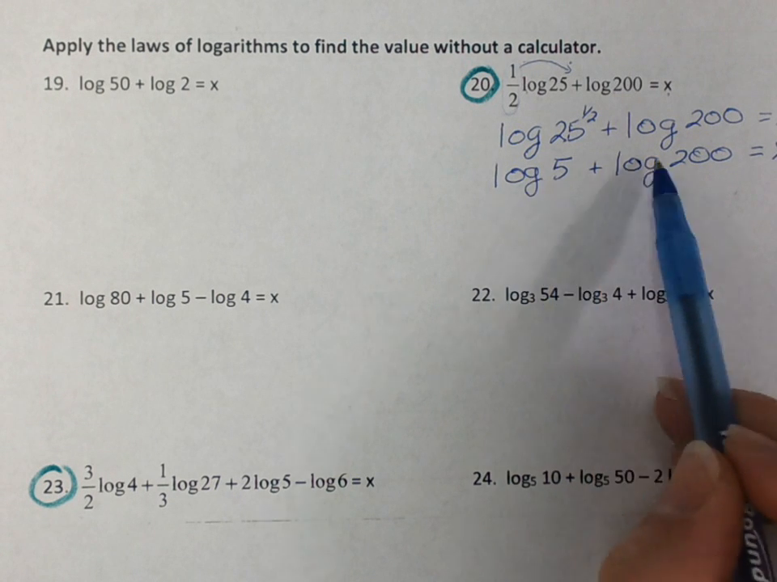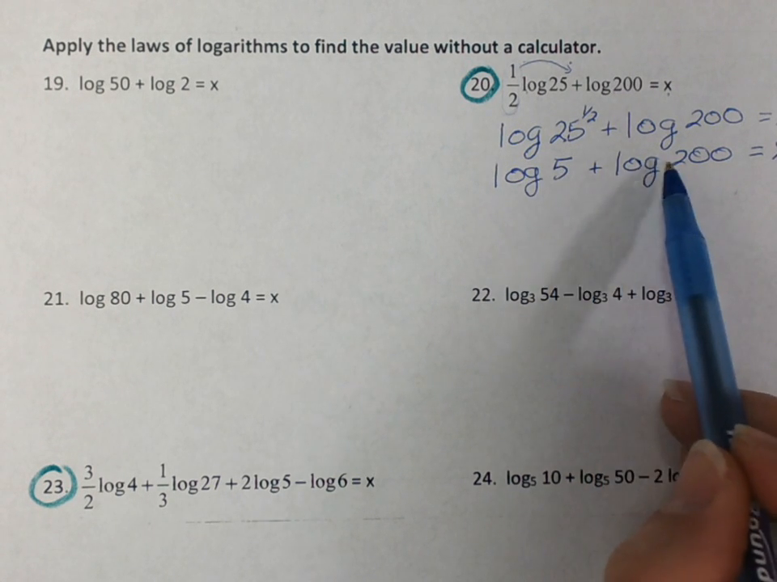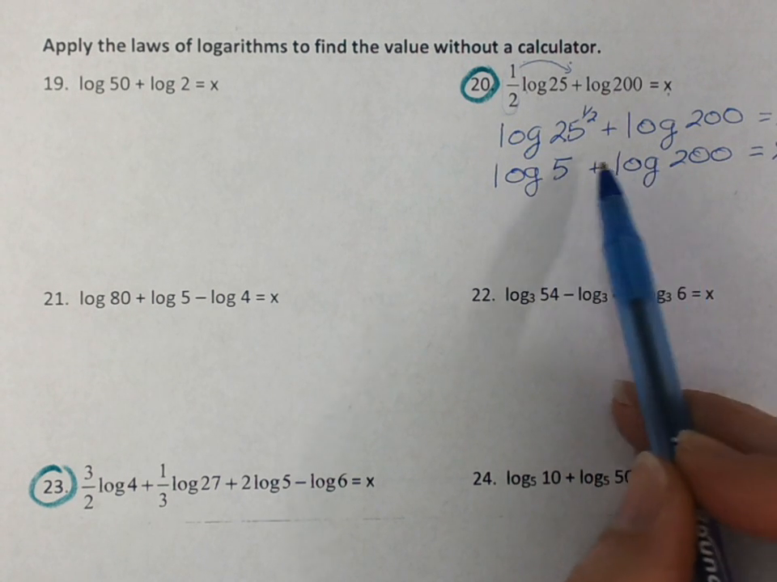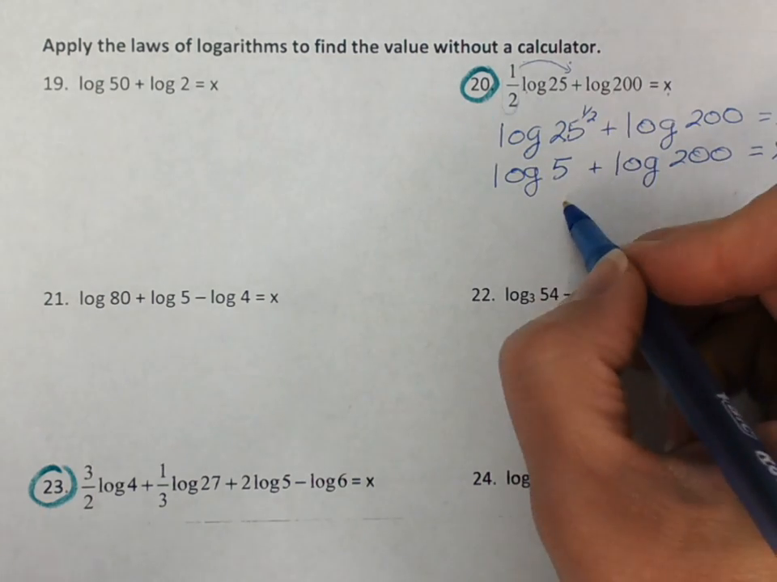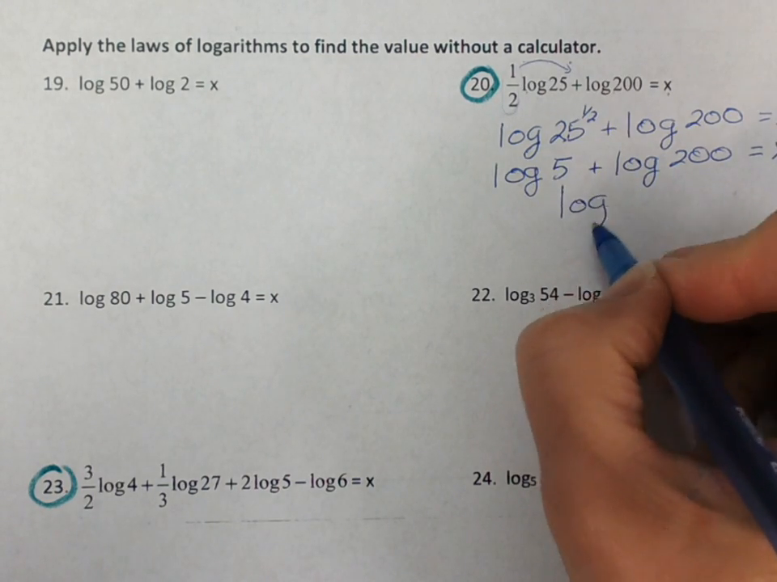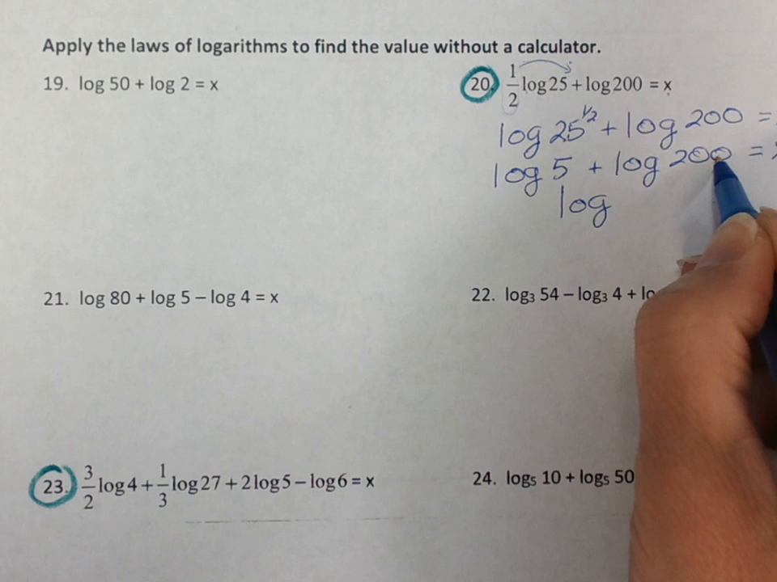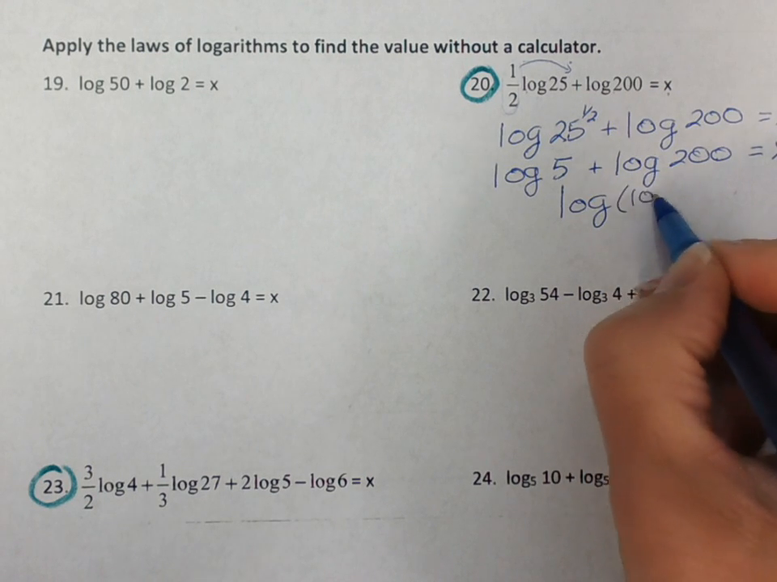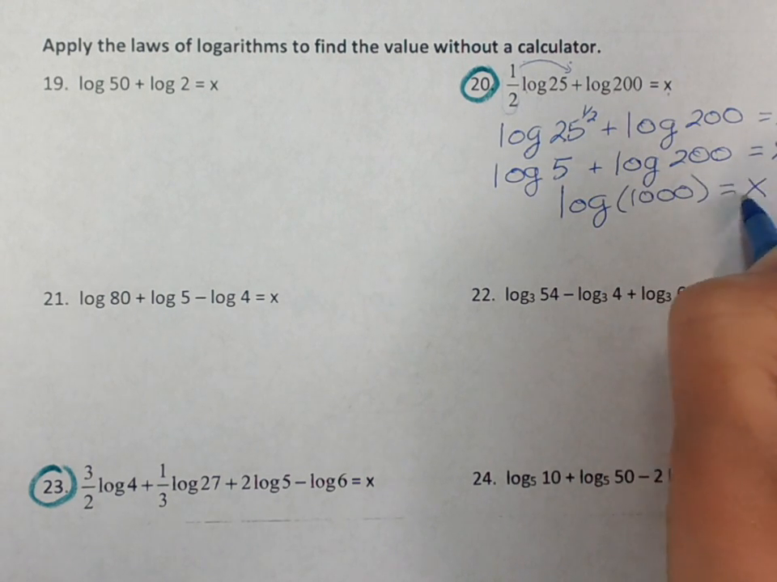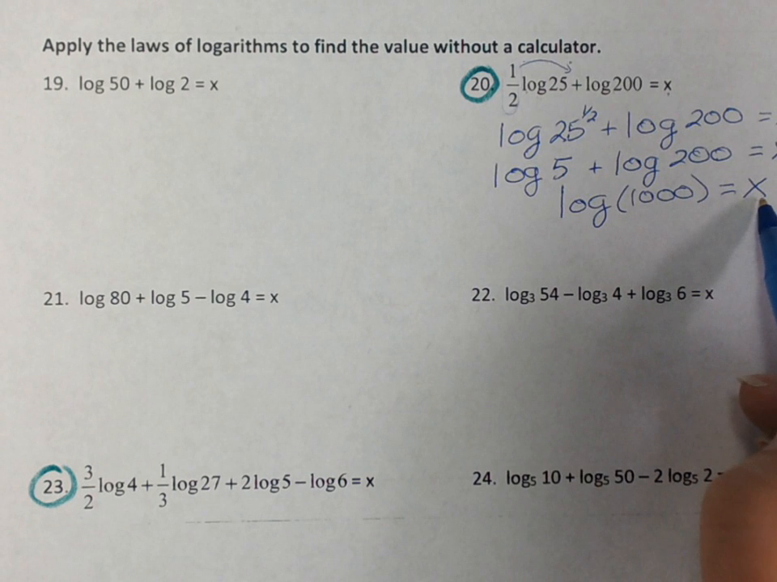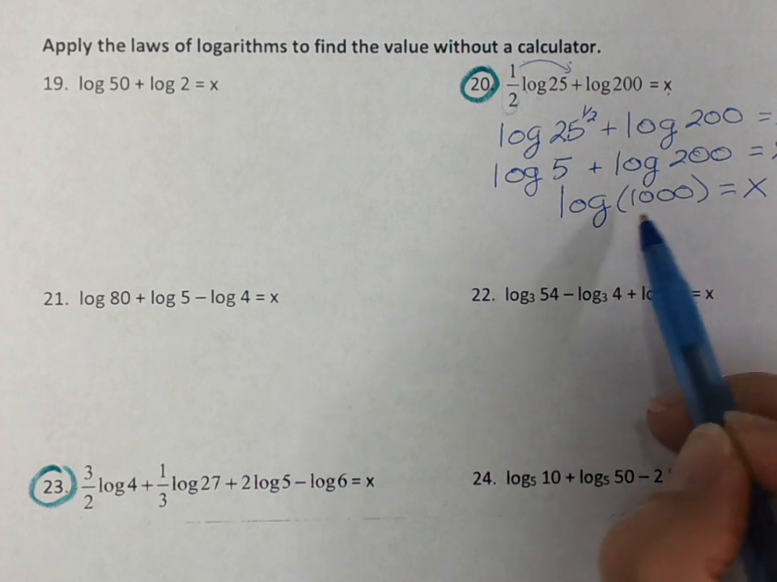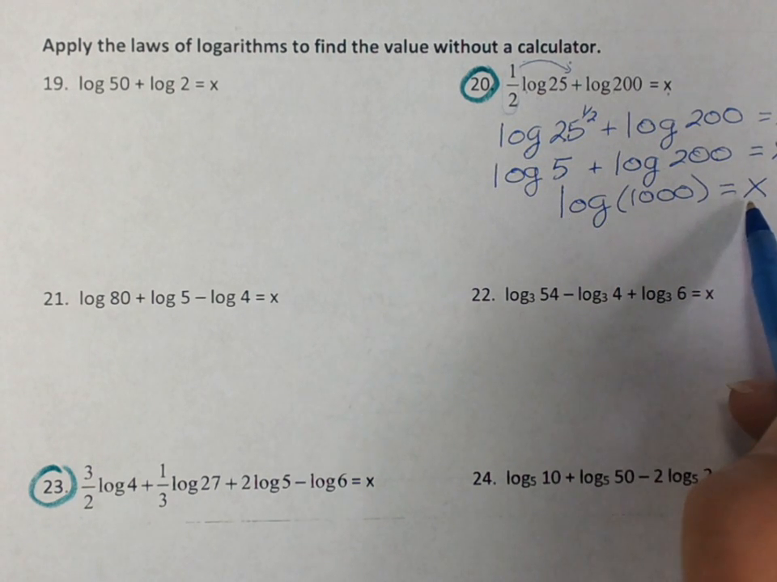So this is log property number 1. If I'm adding 2 logs with like bases, I can multiply their arguments. So this turns out to be log of 5 times 200, which is log of 1,000 equals x. So now I'm getting more simple. Some of you can see what the answer is supposed to be right there.